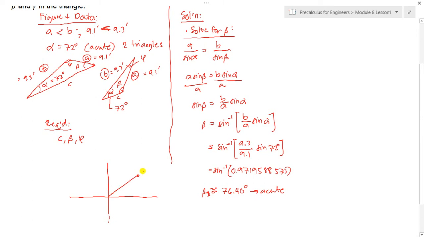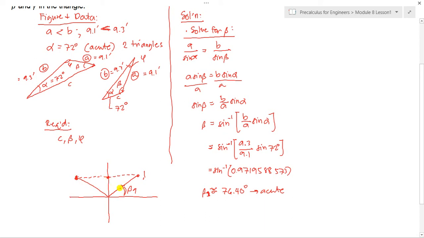This is in quadrant 1, so this is beta 1. Actually, we used sine here, right? Remember in our earlier discussion, the sine is the y. Then if we mirror it on the left side, the sine is actually the same, the same as the y.